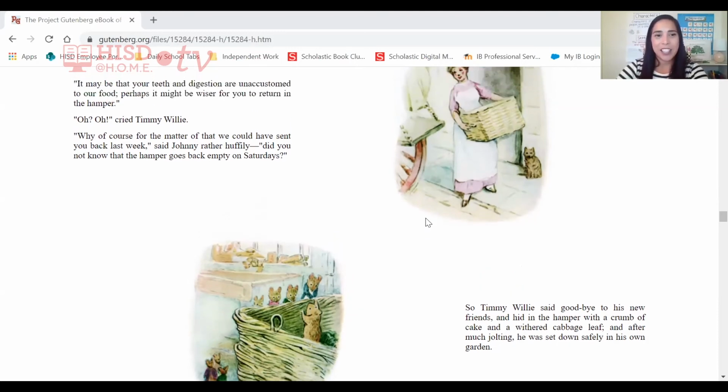Oh my goodness, good thing that Johnny told him about the hamper returning back. There's a couple of things that I want to talk about as far as inferencing what happened in that story.